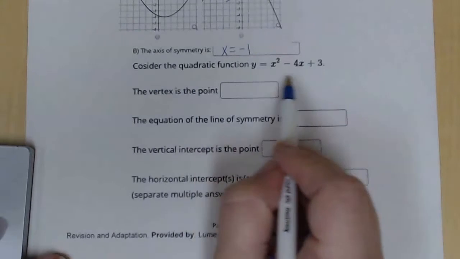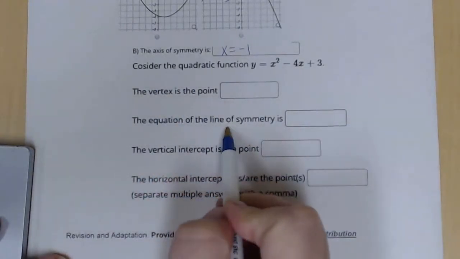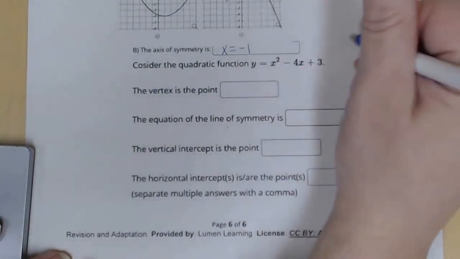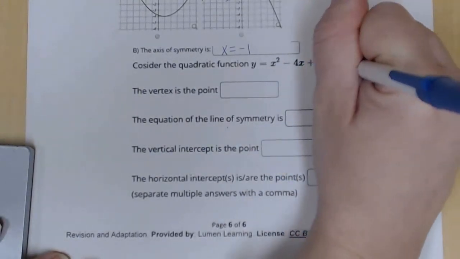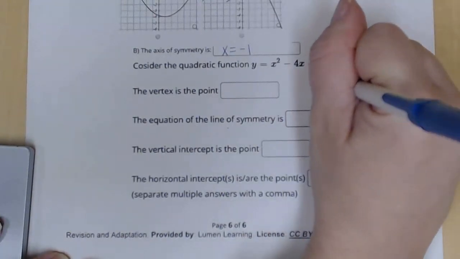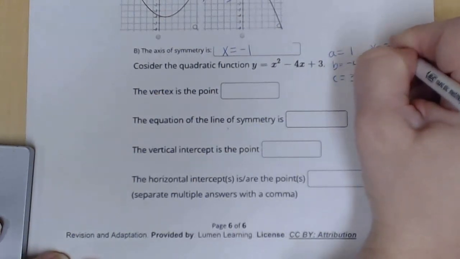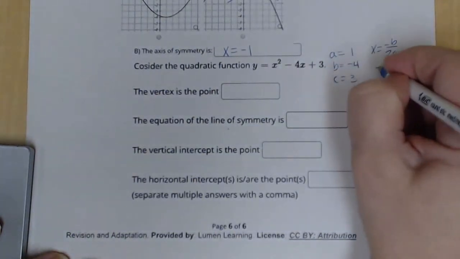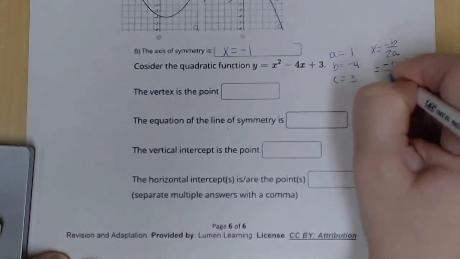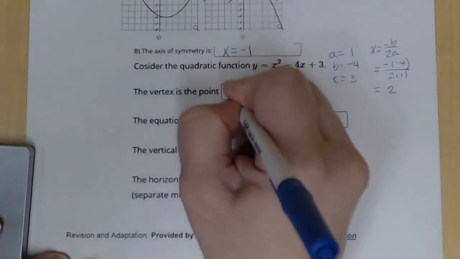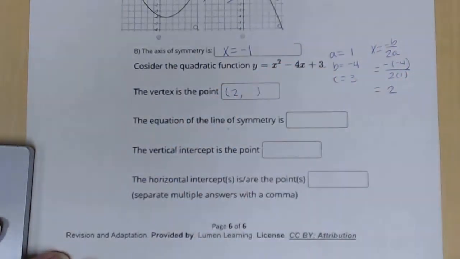Consider the quadratic function. It wants us to find the vertex, the axis of symmetry, the intercepts, and so let's just kind of start with it. First of all, in order to find the vertex, I'm going to have to use my formula. So first I'm going to identify my a, b, and c. A is 1, b is -4, c is 3. Then I'm going to do x equals -b over 2a in order to find that vertex. So that would be equal to negative of -4 over 2 times 1, which reduces down to +2. So that would be the x value of my vertex.